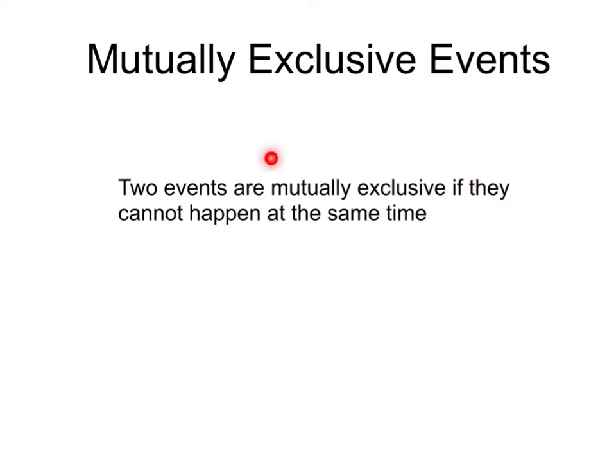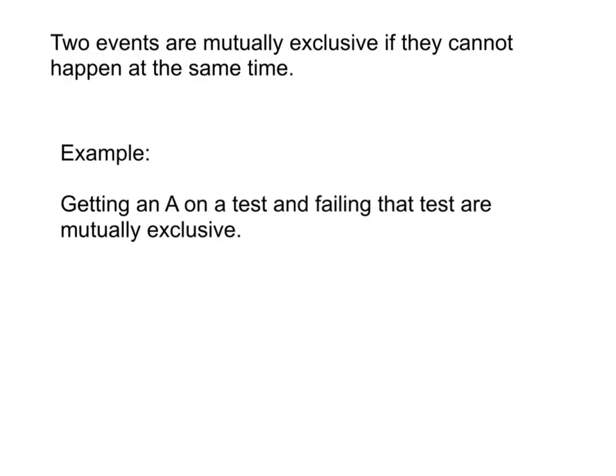And here's our definition. Two events are mutually exclusive if they cannot happen at the same time. For example, getting an A on a test and failing that test. Those are two things that can't happen at the same time. If you have an A on that test, there's no way you have a failing grade on that test. Those are mutually exclusive. They cannot happen at the same time.